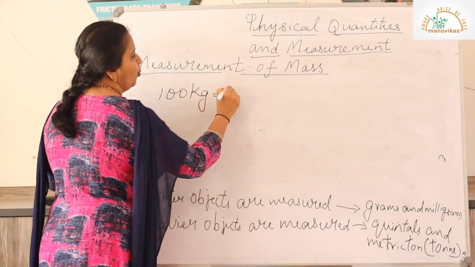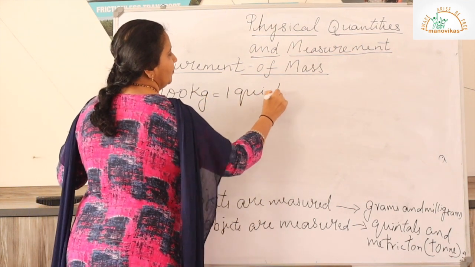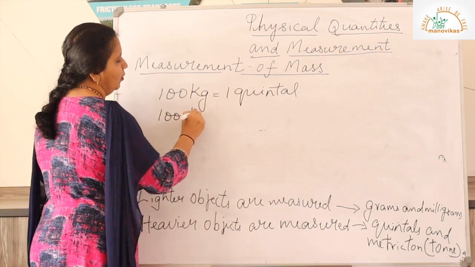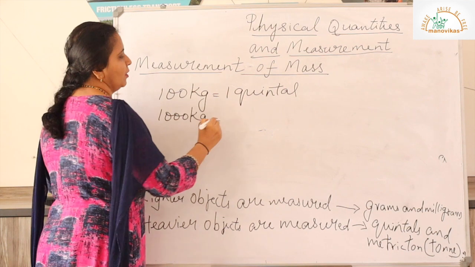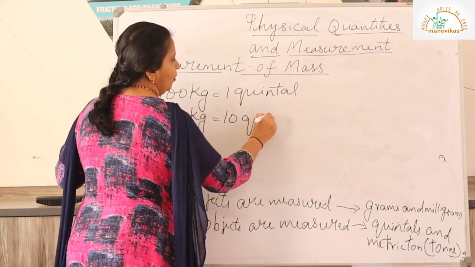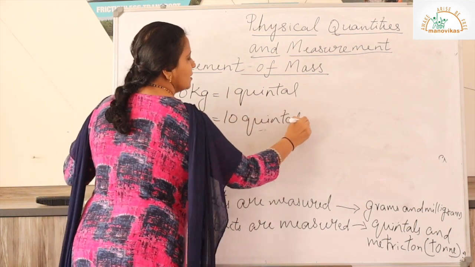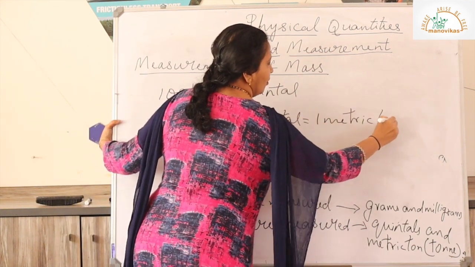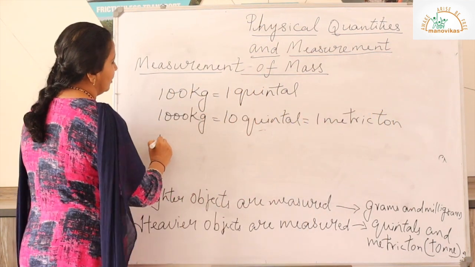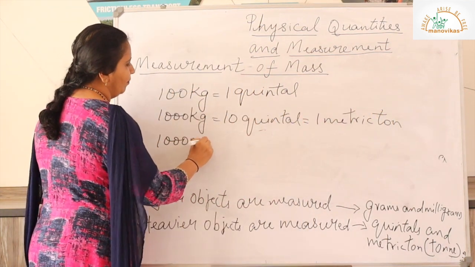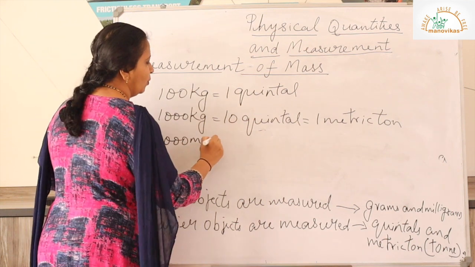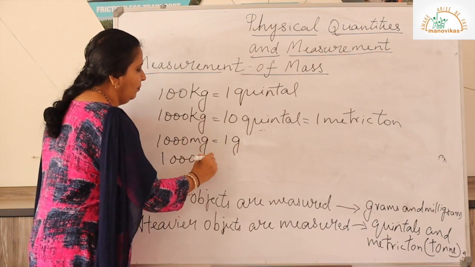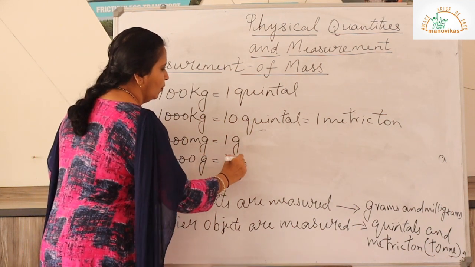100 kilo is equal to 1 quintal. 1000 kilo is equal to 10 quintal, that is equal to 1 metric ton. 1000 milligram is equal to 1 gram. 1000 gram is equal to 1 kilo.